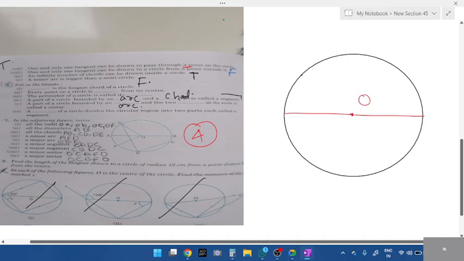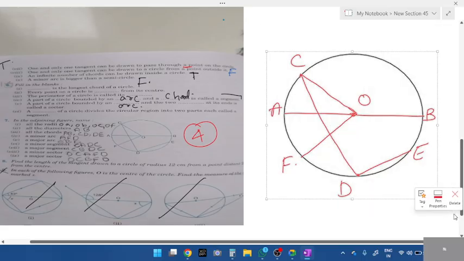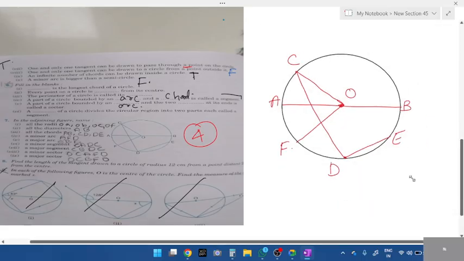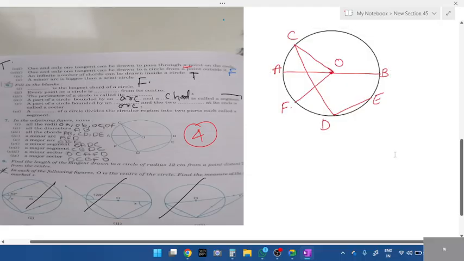This is the center, C, we have D, E, F. In this diagram, they've asked us a few questions. They'll give you a diagram like this, students, and they'll ask questions. First question is radii. Radii is singular or plural? Plural, right? How many radii are there?